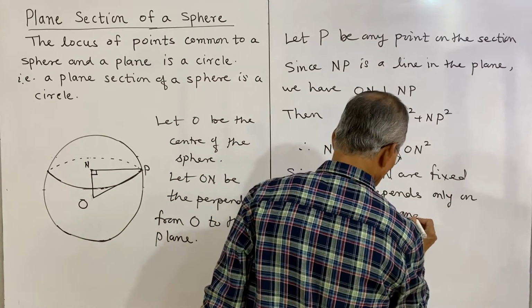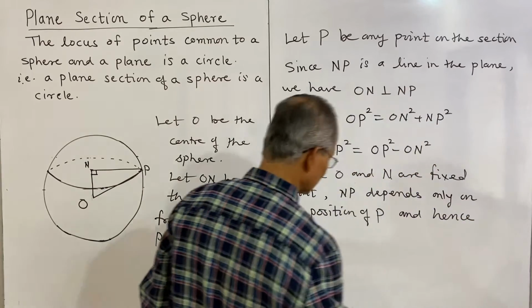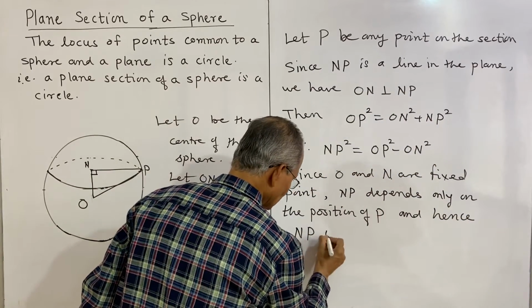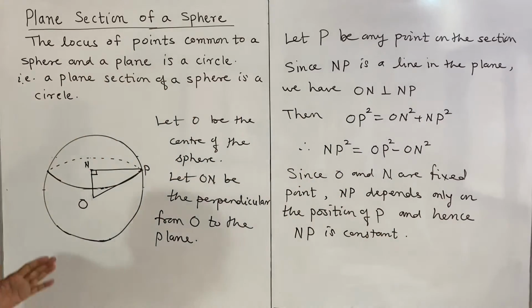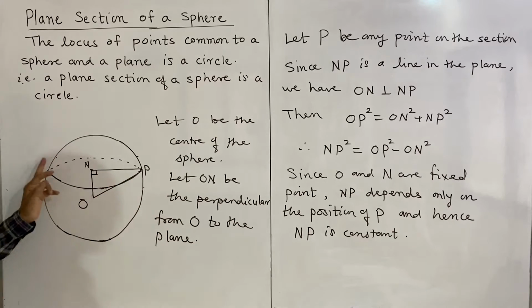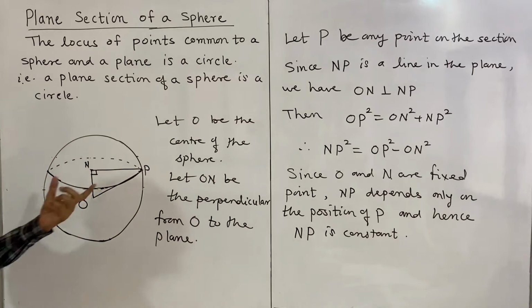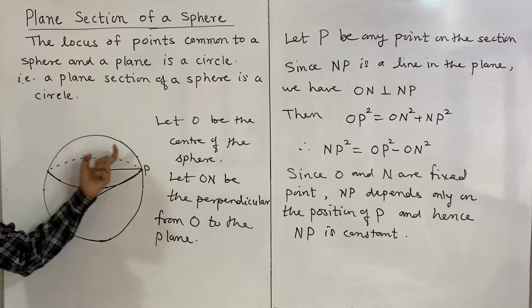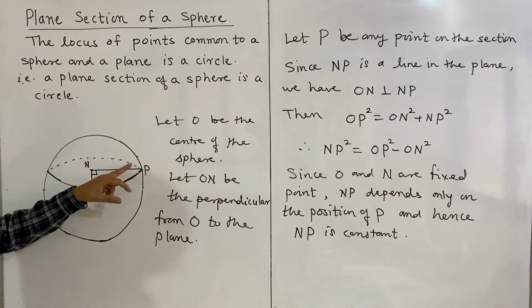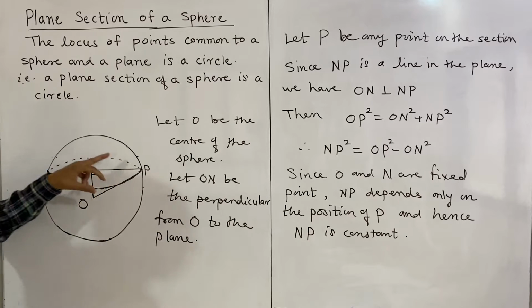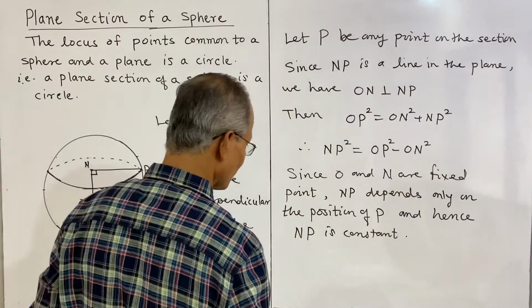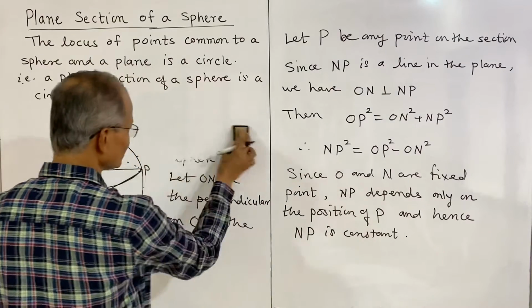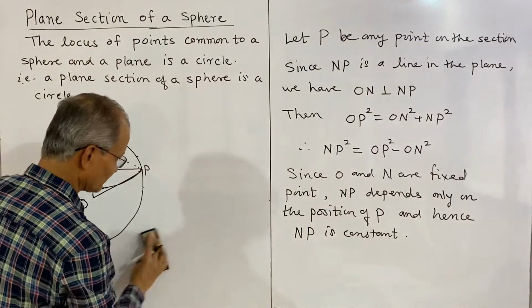And hence NP is constant. It is constant for all points P. P moves along this, and therefore NP is constant means the locus represents a circle, because N is the center and P moves with the same distance around N, and therefore the section represents a circle. Hence the plane section, therefore the locus of P is a circle.